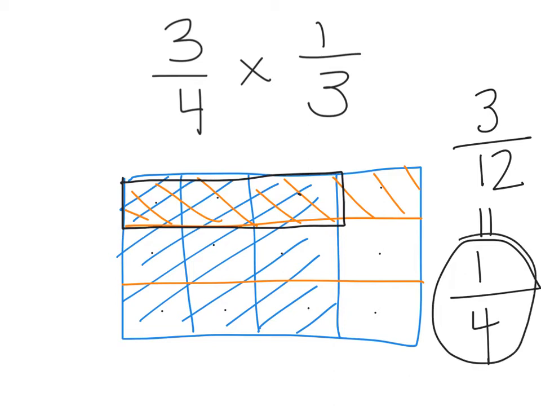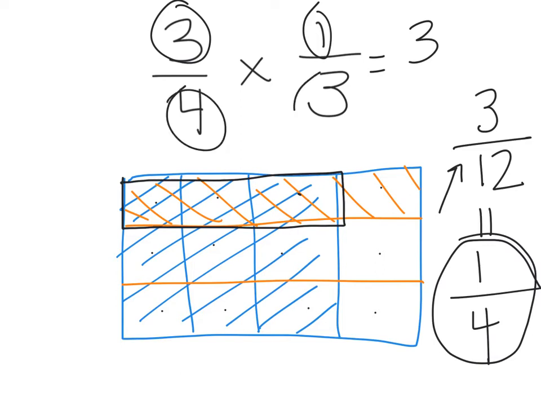Now, we could also do this a shorter way than drawing a picture. If you notice, I got 3 on the top and 12 on the bottom when I looked at my picture. If you multiply the numerators, 3 times 1, you get 3. And 4 times 3, the denominators, you get 12. So while we could draw pictures for each problem, it might be easier to use this shortcut. Multiply the numerators together, multiply the denominators together, and then simplify.